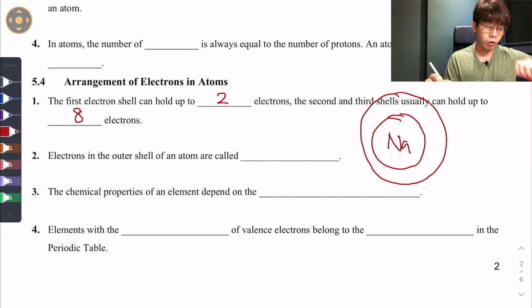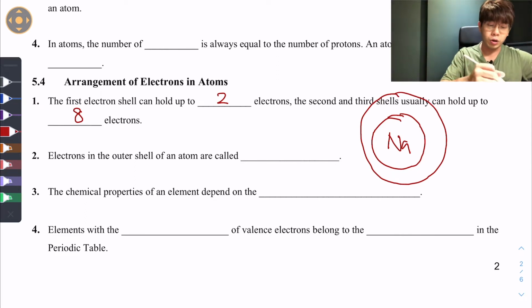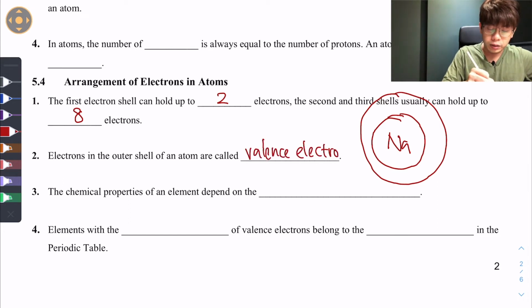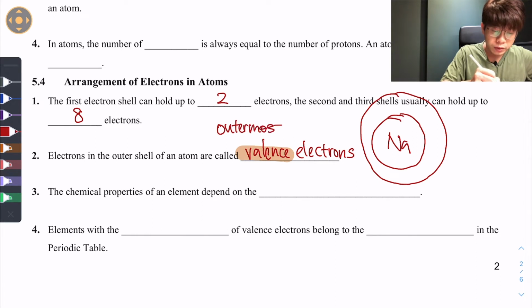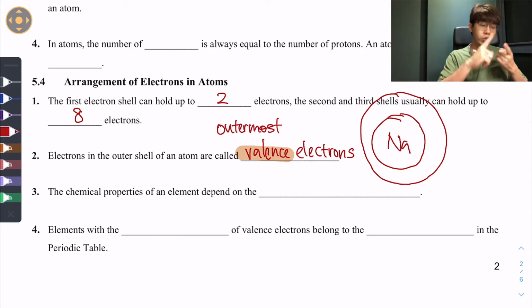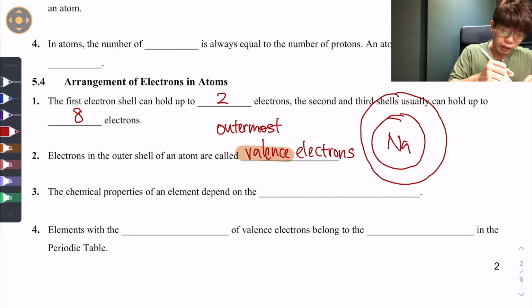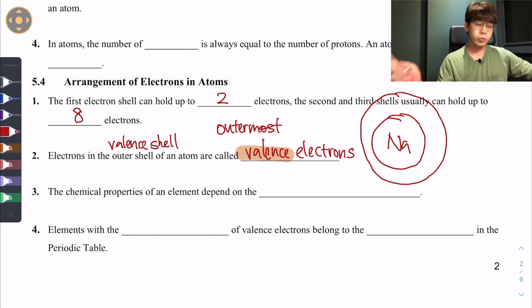Now, a new word for all of us to learn, right? The electrons in the outer shell of the atom are called the valence electrons. Okay, so this is a new word, and please take note of it. The word valence just means outermost. So the word valence can be used as valence shell, right? So the outer shell is also called the valence shell. But the electron found in the outermost shell is also called the valence electron.